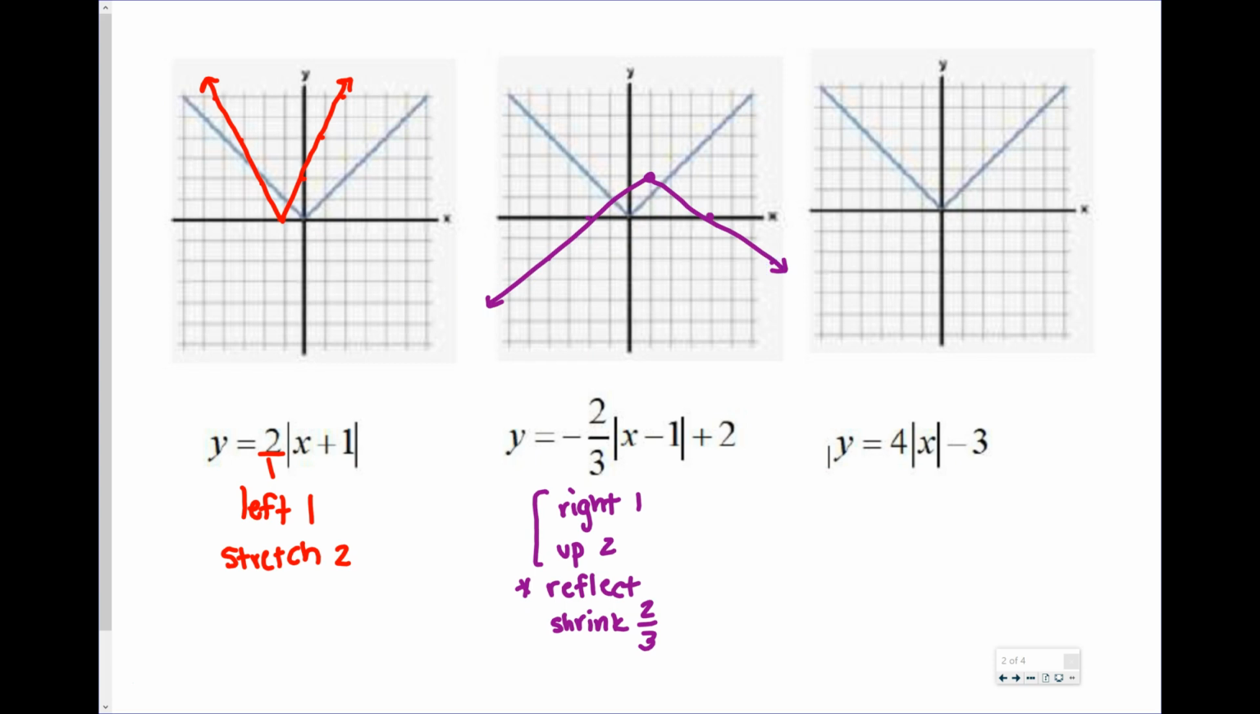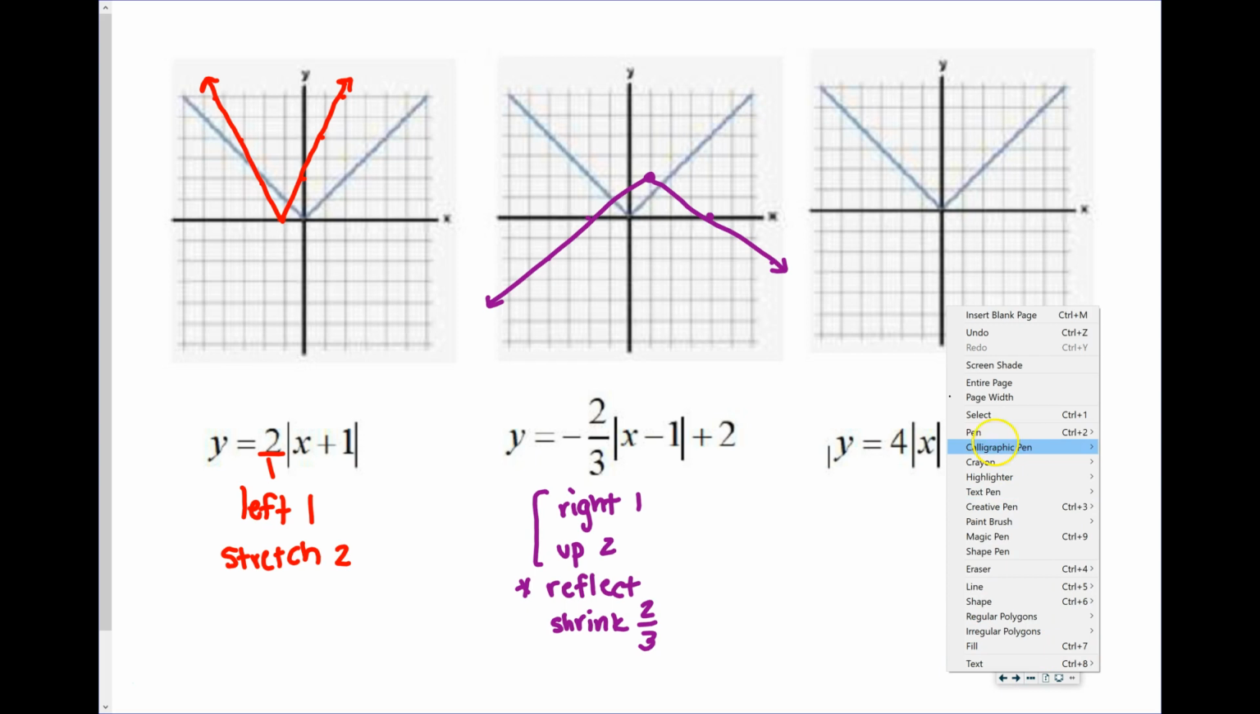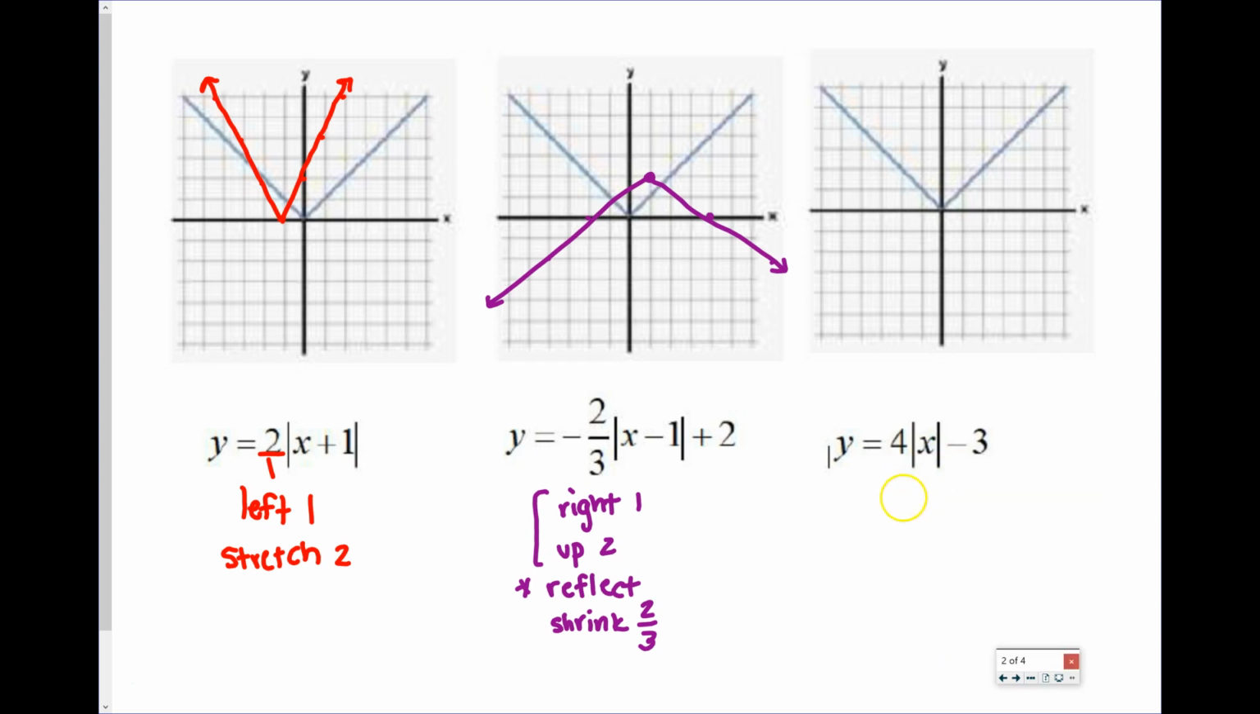Okay. The last one, now I don't have a left or right shift, but I do have a down shift of 3, and I have a shrink of 4. So I'm not going to move it left or right, but I'm going to go down, and then my new slope is going to be 4 over 1. 1, 2, 3, 4 over 1. Okay? So that is my new absolute value graph.